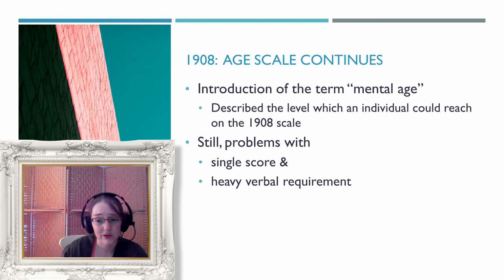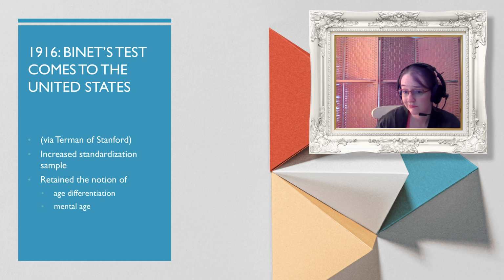Okay, so the 1916 version comes to the United States via Lewis Terman of Stanford. They increased the sample size of their study, so all the kids were white and native Californians, but it was still better than 50. They retained this idea of age differentiation by using an age scale, and they retained the notion of mental age.